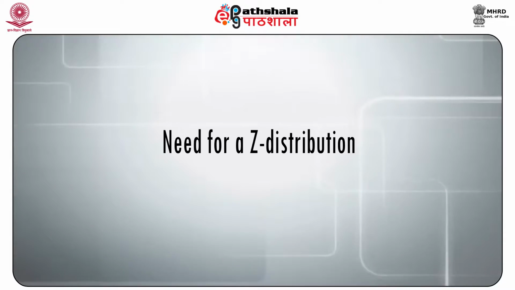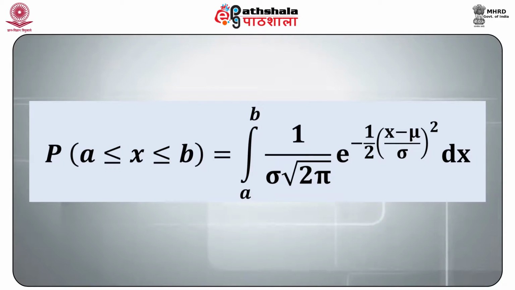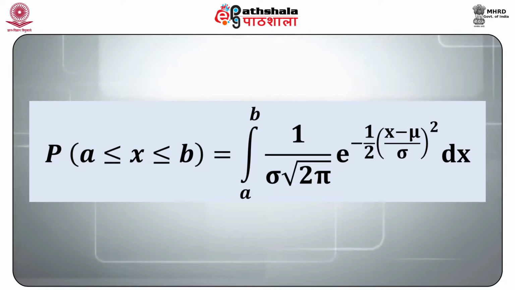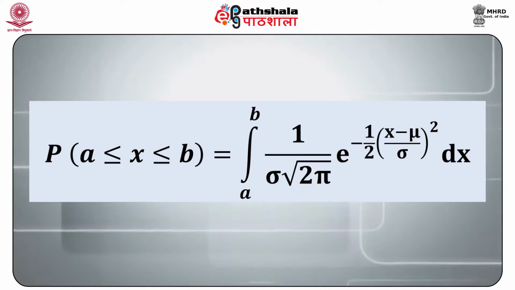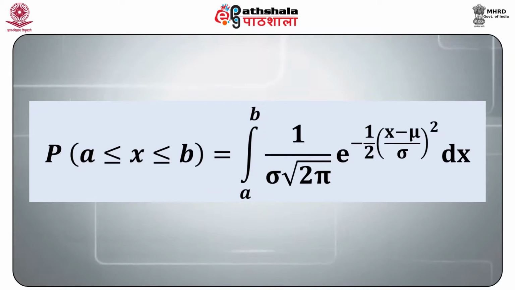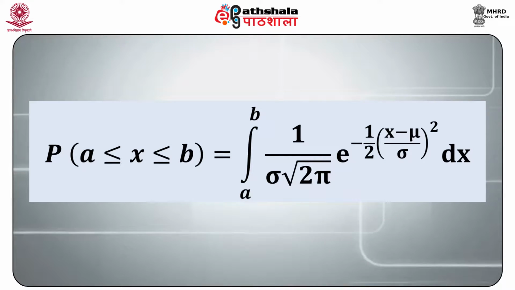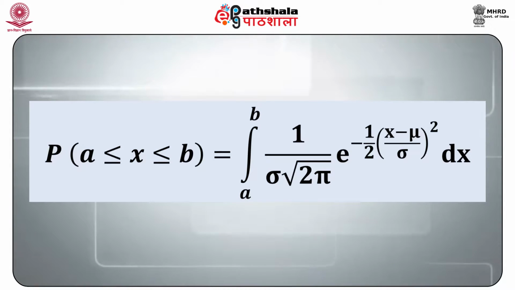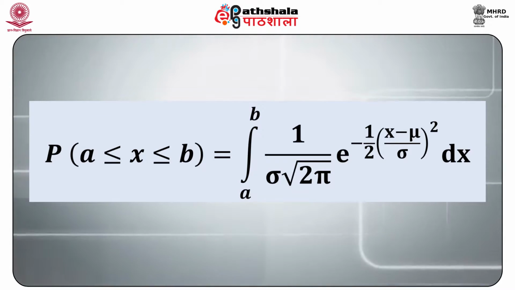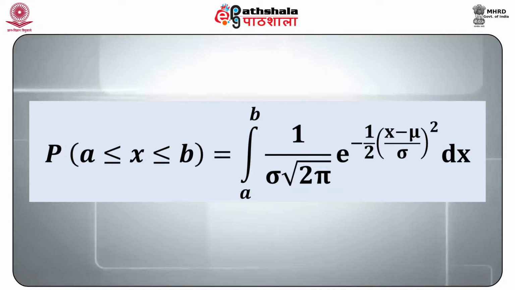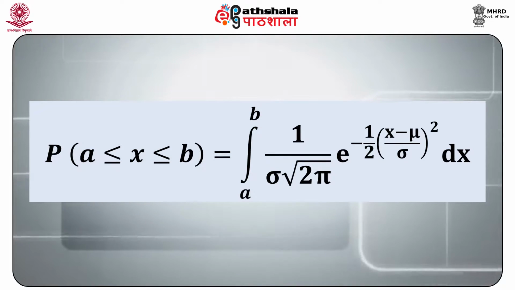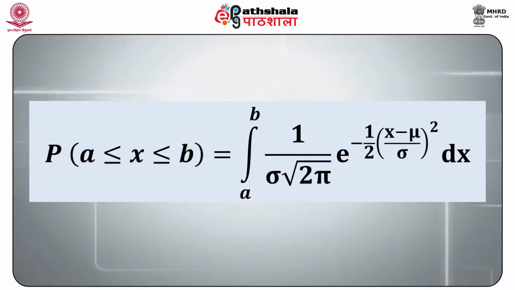Need for Z distribution. If we are given that x ranges to N(mu, sigma squared) and the probability that x lies between two numbers, that is a and b, is to be computed, then we need to integrate the function. Probability of a less than or equal to x is less than or equal to b would be equal to the integral from a to b of 1 upon sigma square root of 2 pi into e raised to power minus 1 upon 2 (x minus mu upon sigma) whole squared into dx.